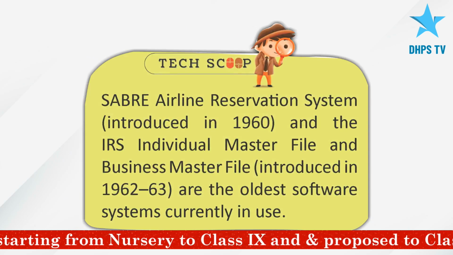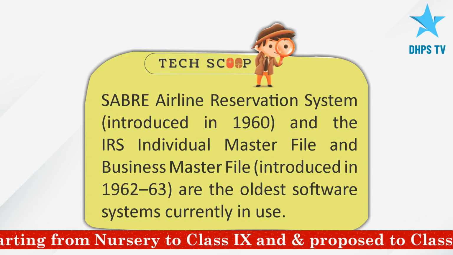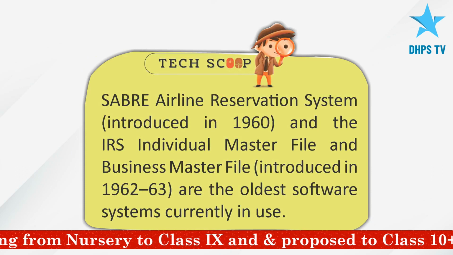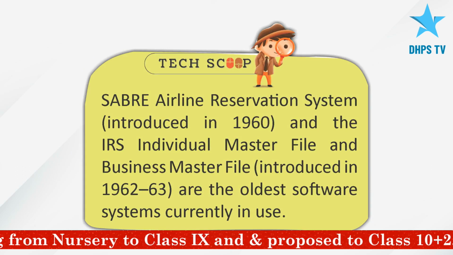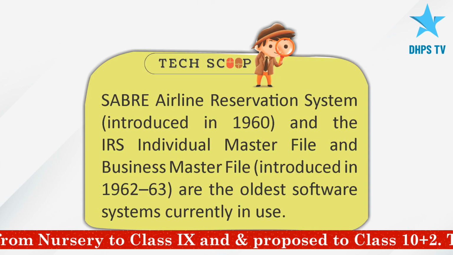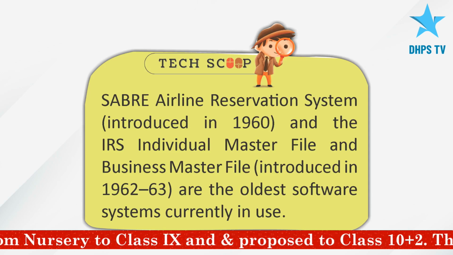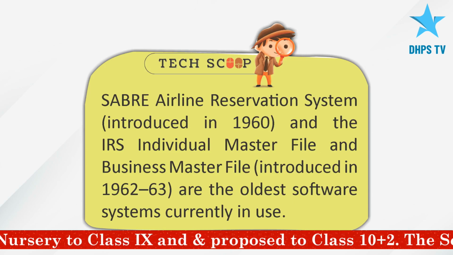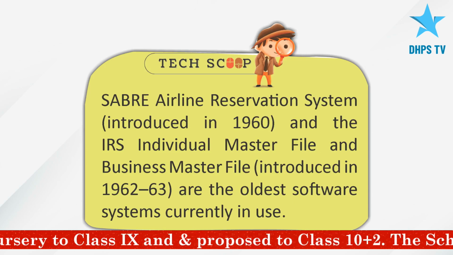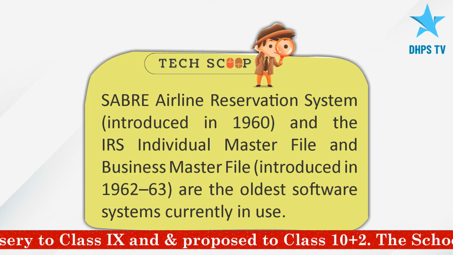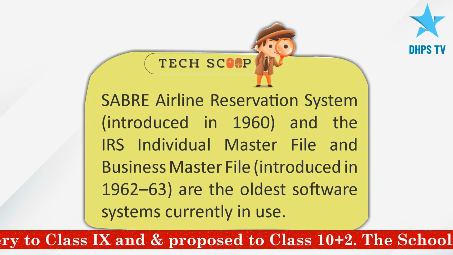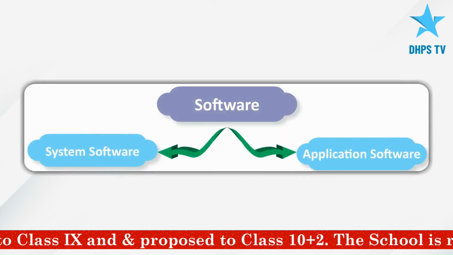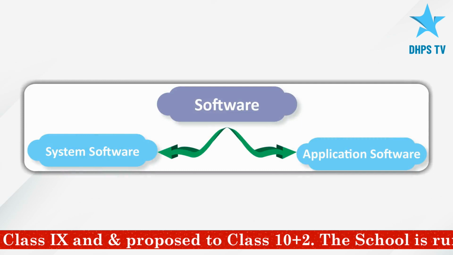TechScoop. SABRE, Airline Reservation System, introduced in 1960, and the IRS, Individual Master File, and Business Master File, introduced in 1962 to 63, are the oldest software systems currently in use. Software, system software, application software.